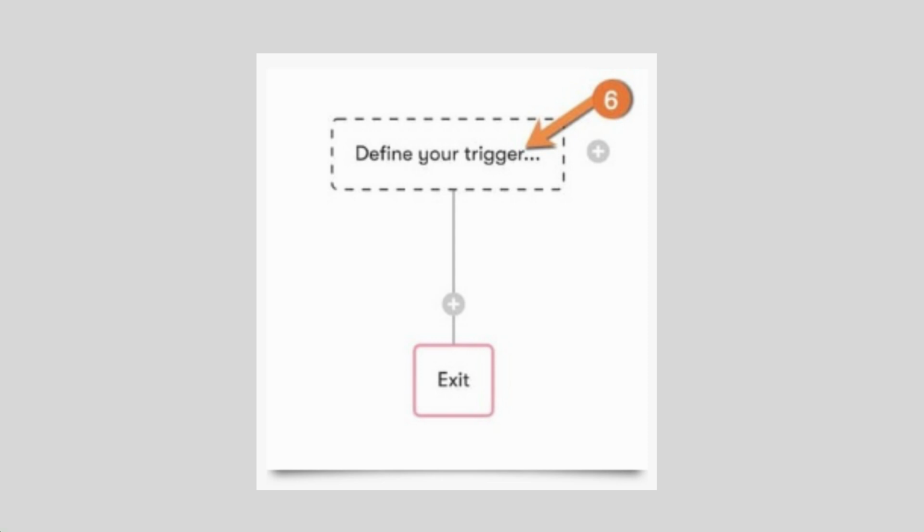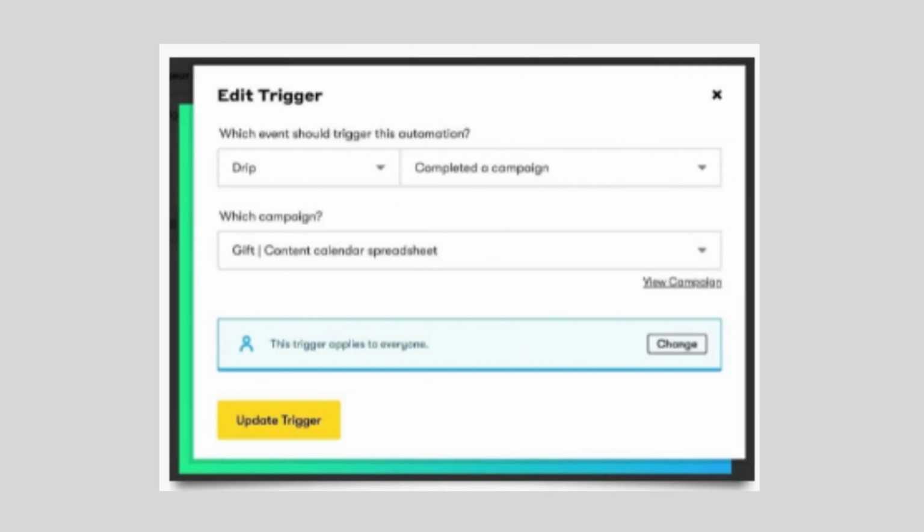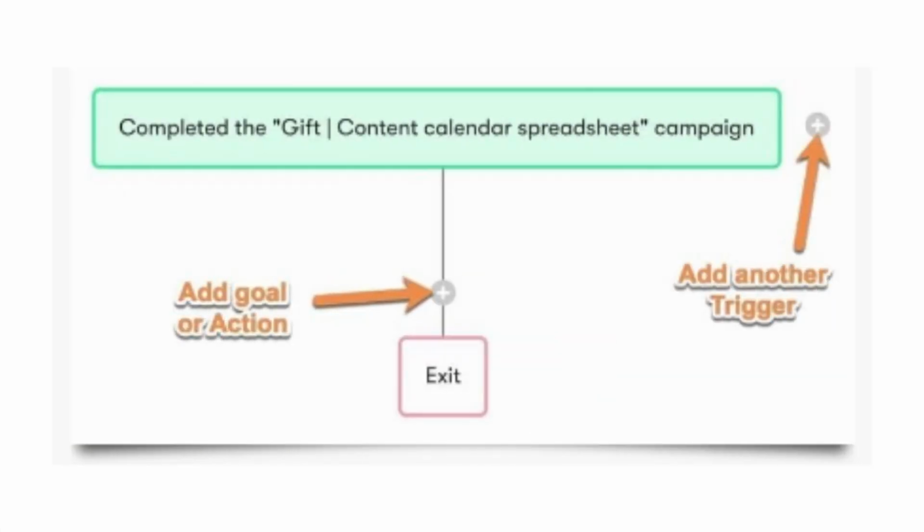Then you select the campaign content calendar spreadsheet. For example, you can set this trigger to apply to everyone who completes the campaign, but if you wanted to be more selective, you could indicate that. Step 4. You may want to add a goal or action.